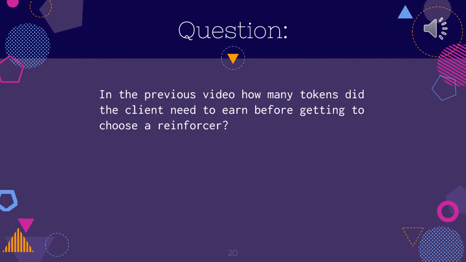Question: in the previous video, how many tokens did the client need to earn before getting to choose a reinforcer? On your homework sheet, fill in this question. I'll now give you some time to do so.